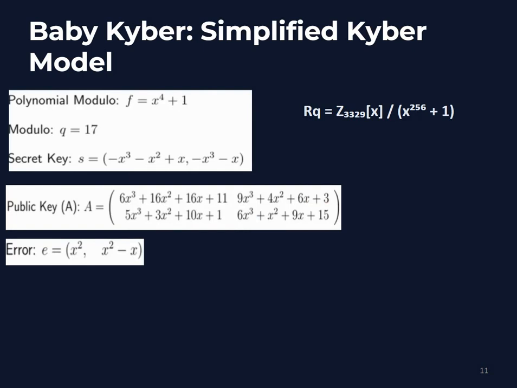Baby Kyber is used purely for educational purposes, not for real-world security. The full Kyber scheme operates over high-dimensional polynomial rings and with large parameters, which makes the equations difficult to follow in a classroom or introductory talk. Baby Kyber deliberately reduces these parameters, smaller polynomials, smaller modules, and lower dimensions, so that every step of the algorithm can be written out and understood.